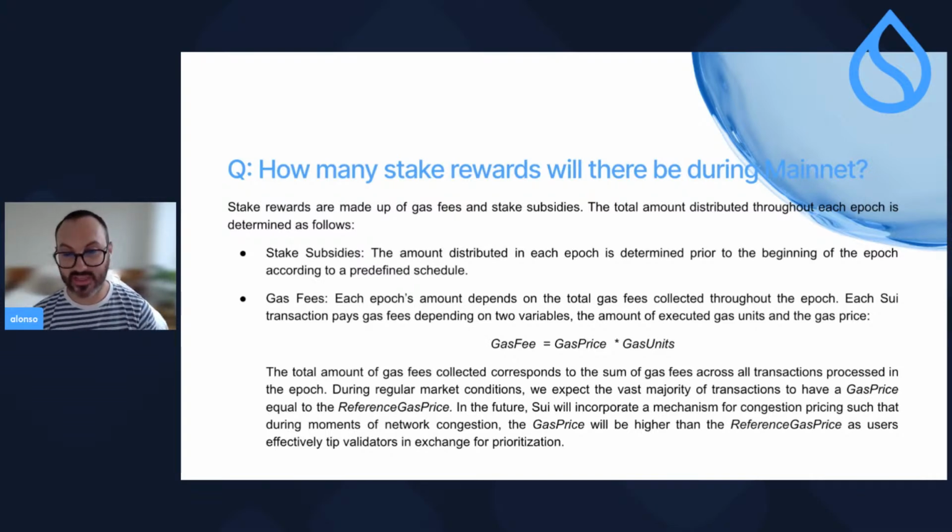This is important for staking because depending on where the reference gas price is, that determines how many gas fees every transaction needs to pay, and thus that determines how many stake rewards the network will need to distribute, and thus how many stake rewards are distributed to every validator pool, which is one of the key elements in order to build a successful liquid staking protocol.